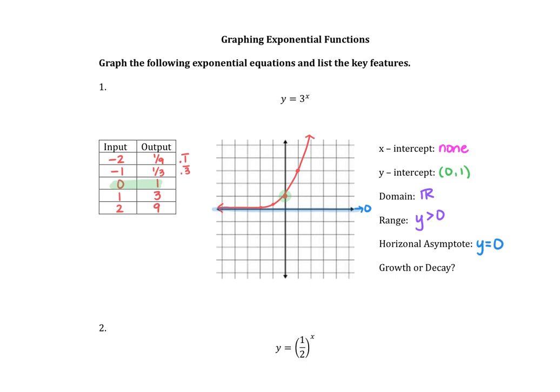Now the last key feature is if it's growth or decay. Now think about it, you read a book from left to right. So if I start on the left side of my graph and I move to the right, you can see my graph is going up. You can also tell by looking at my table, as I move up on my x values, my y values also get bigger. They move in the same direction. That is an example of exponential growth.